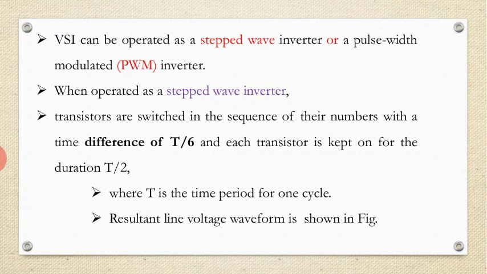Next, the voltage source inverter can be operated as a stepped wave inverter or a pulse width modulated inverter, PWM. When operated as a stepped wave inverter, the transistors are switched in the sequence of their numbers with a time difference of T by 6, and each transistor is kept on for the duration T by 2, where T is the time period for one cycle.